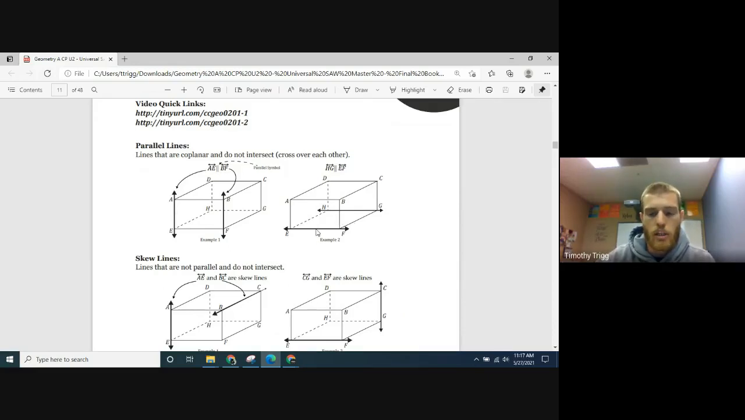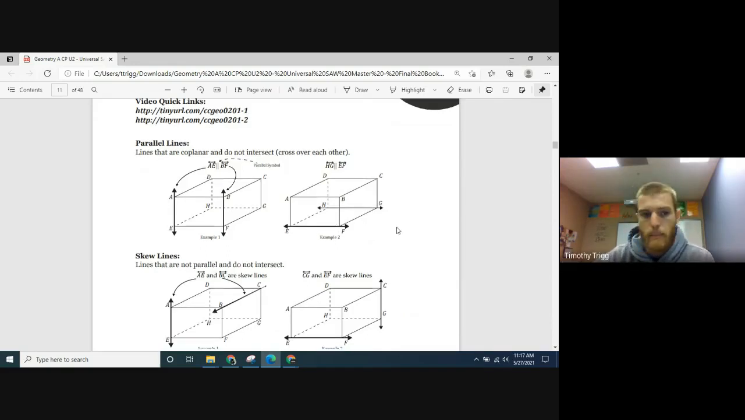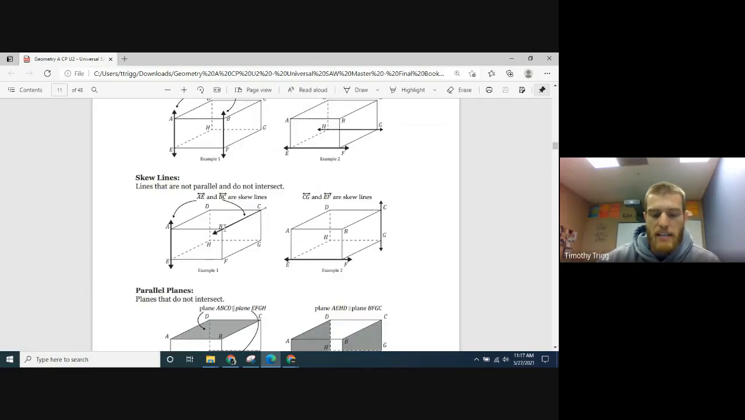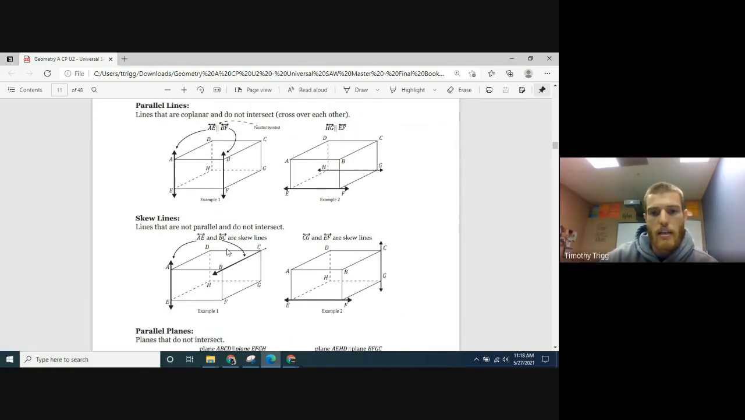Well, what if they don't touch each other, but they're on different planes? Well, those are what we call skew lines. So see how AE and BC, they would not touch each other. They would just kind of go past each other. AE would go up, and then BC would go past it, right? But they would not touch each other, but they're on different planes. BC is on these two planes, AE is on these two planes. So they're not on the same plane, they're not going the same way. So we don't call them parallel, we call them skew lines. So what's key is to try to understand and see the difference between parallel lines and skew lines.